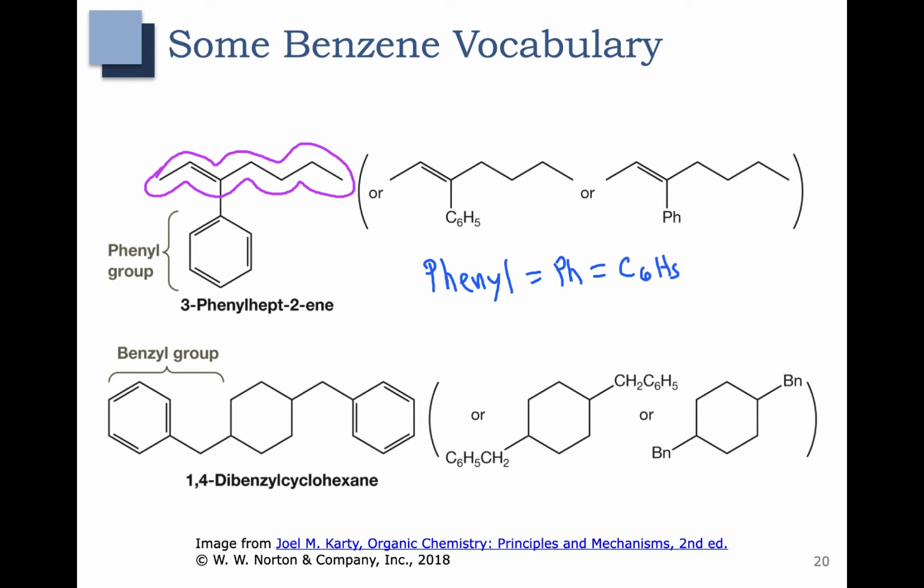Another common group that you see is the benzyl group. The benzyl group consists of a benzene ring and a CH2 group. In this particular example, the parent chain is a cyclohexane. Benzyl can be abbreviated Bn or C6H5CH2. And this is the benzyl group right here.